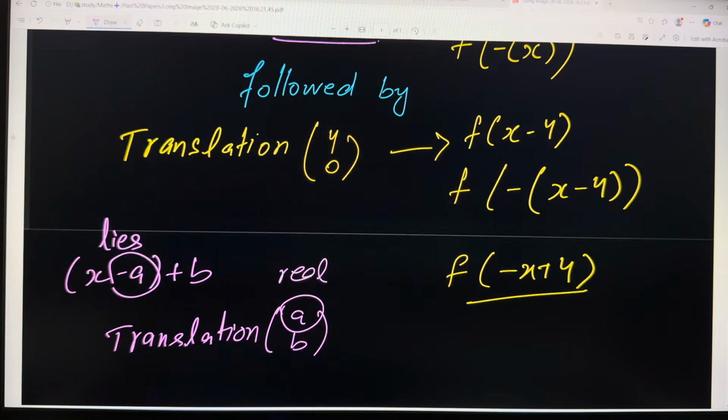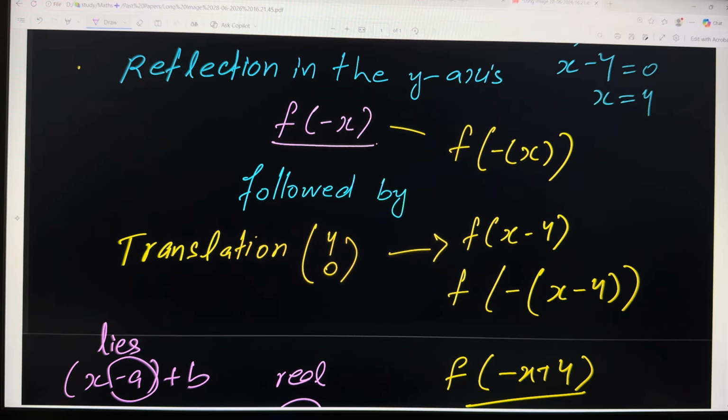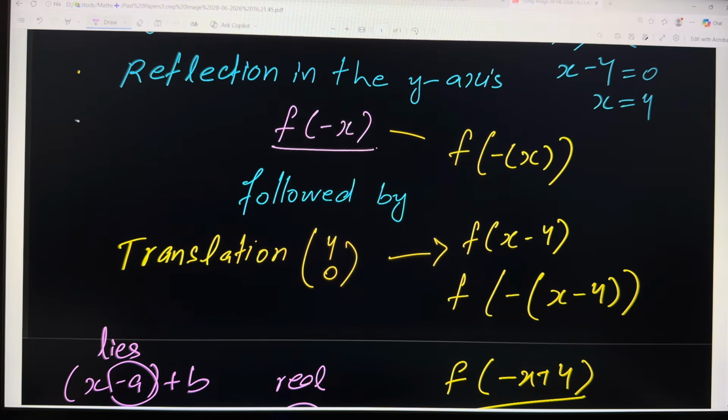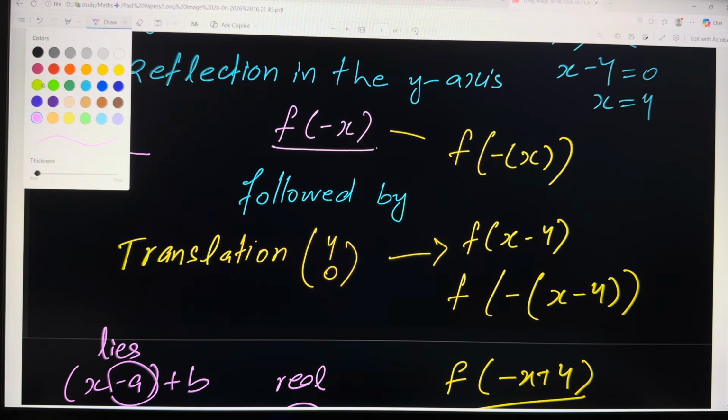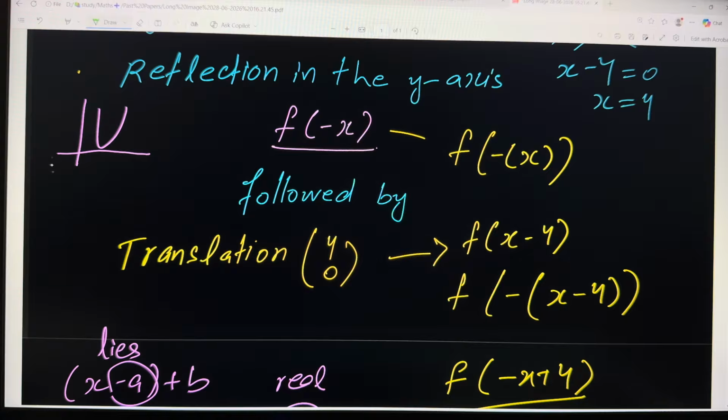So basically, if you have a graph, think of the graph like this, and if we reflect it in the y-axis, we will get this, right?